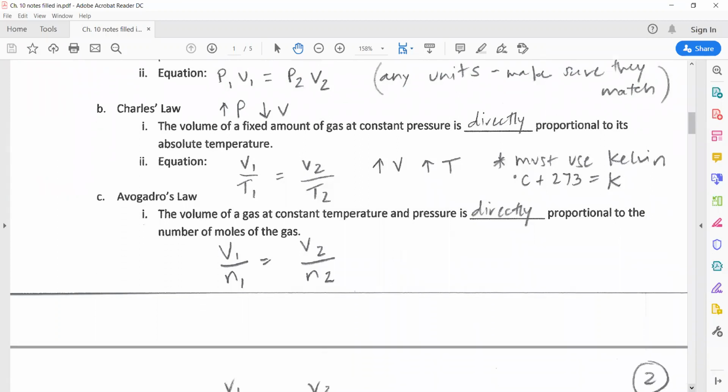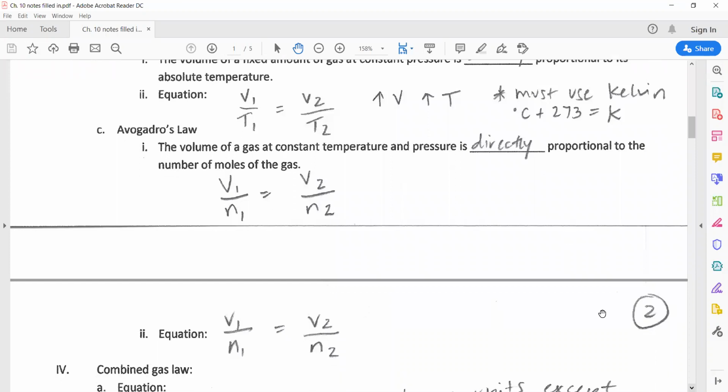Avogadro's law brings up moles. So we actually talked about this one with our gas in a balloon. We see V1 over N1 equals V2 over N2. Once again, this is going to be a direct relationship because if V goes up, N's got to go up as well. It also just makes sense in life because if I increase the moles of gas in a balloon, I'm going to also increase volume, assuming that I'm keeping pressure the same and temperature the same.